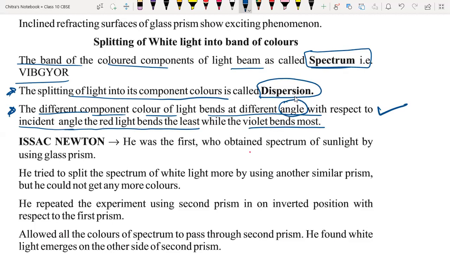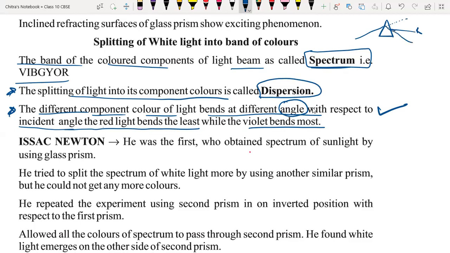Once more. Suppose I am drawing a prism here. Suppose this is the incident ray and this is the actual path of the incident ray, but due to the change in medium, it gets refracted from here. So we are getting two colors here.